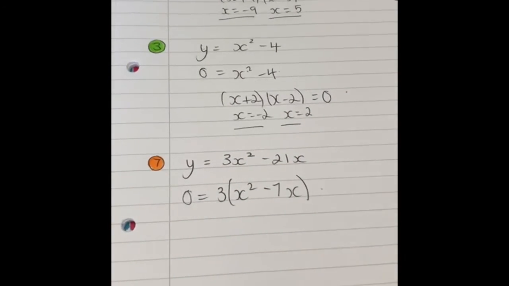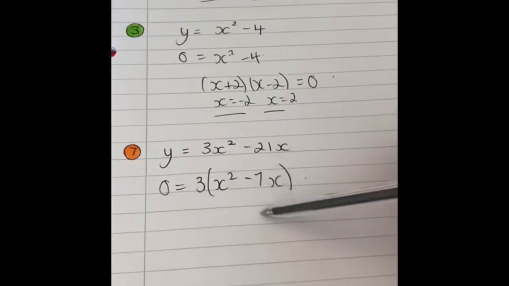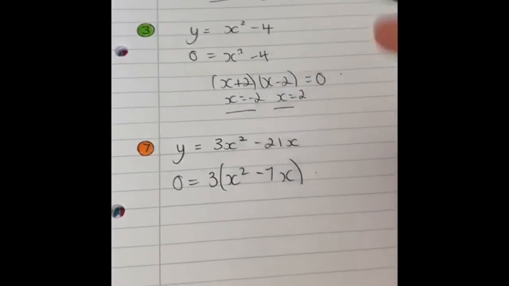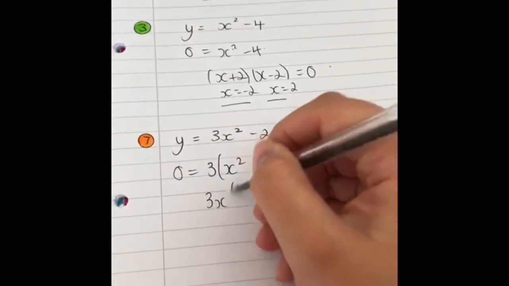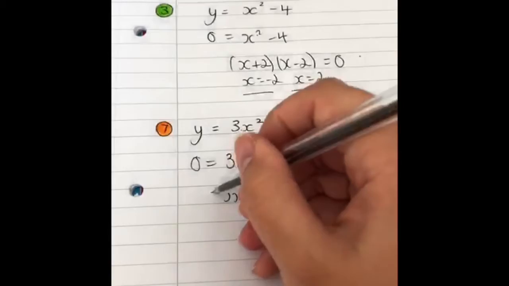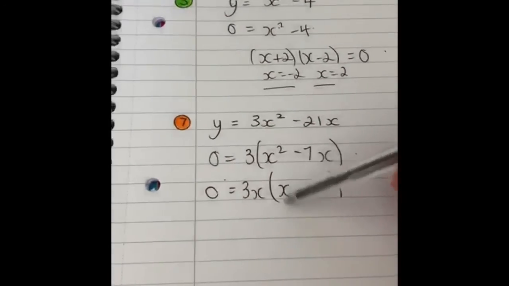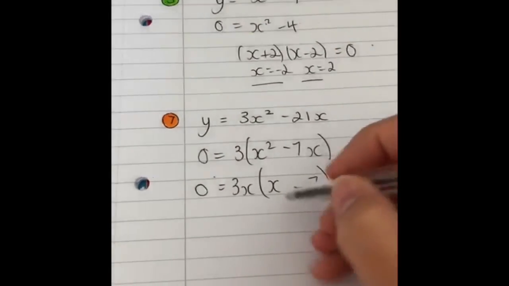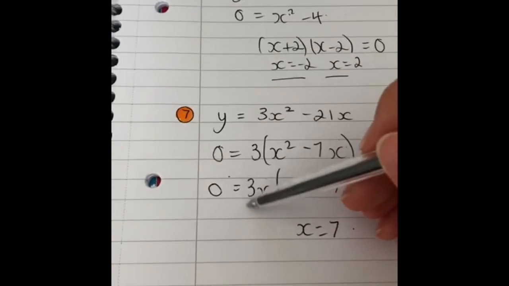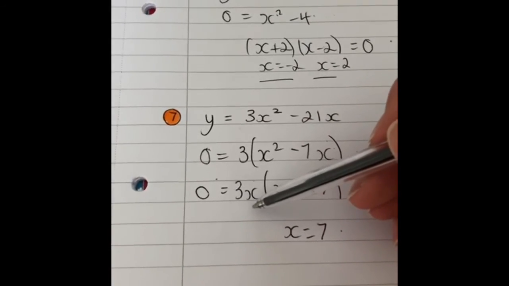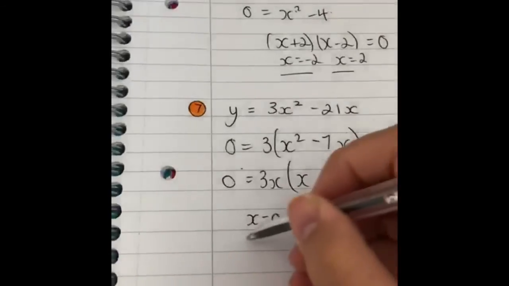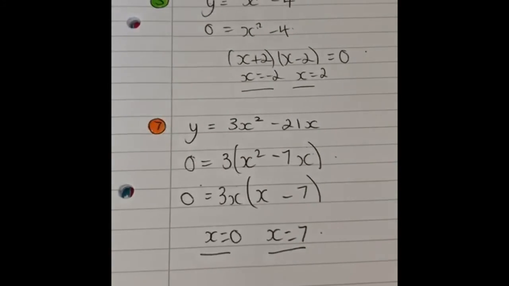Now, looking at my bracket, there's also something else in there that I need to take out. So I'm going to take out this x that's in both. We're going to have 3x in front, so we've got x minus 7. If that's equal to 0, for this bracket to equal 0, x must be 7. And to multiply 3 by something and get 0, that something must be 0. So we've got x is 0 and x is 7 for that one.